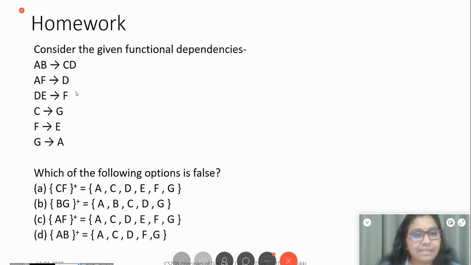Consider the given functional dependencies. You are given an FD set with 6 FDs.